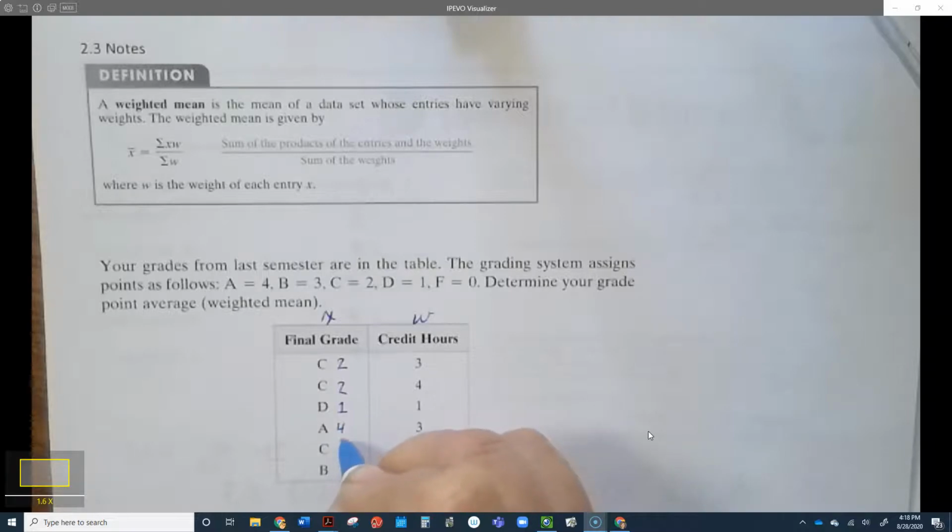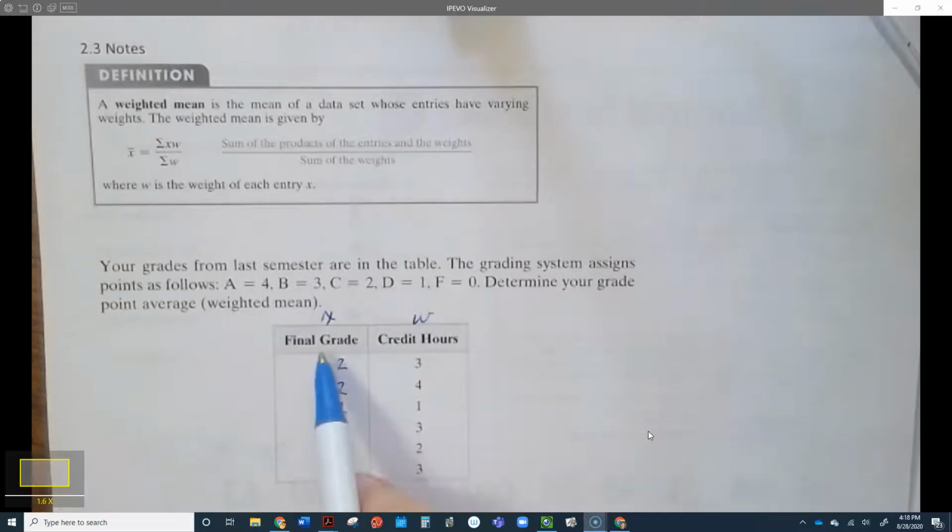And this is exactly what you do each semester for your GPA. This is exactly how they calculate your GPA. All right, so I've converted each one of these according to this conversion scale, and I've taken the C and I've written it as a 2 and so forth.